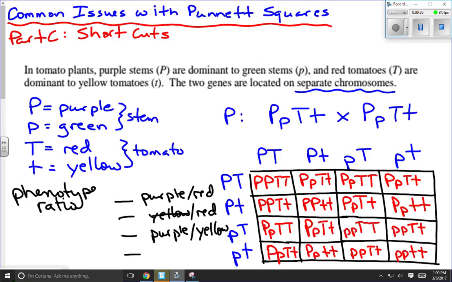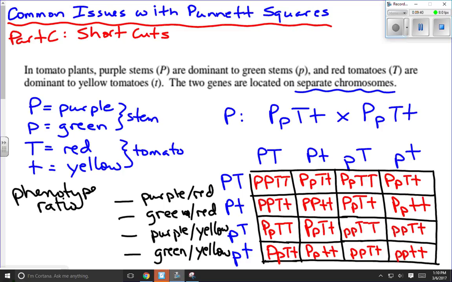sorry, this was green here. Start that again, let's make that green. And we've got a certain number of green stem and yellow tomato. All right, so we have 4 possible different phenotypes that we could get in this Punnett square.